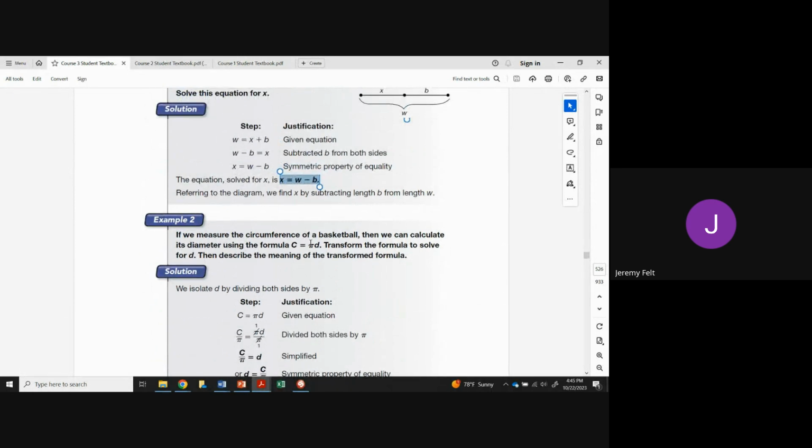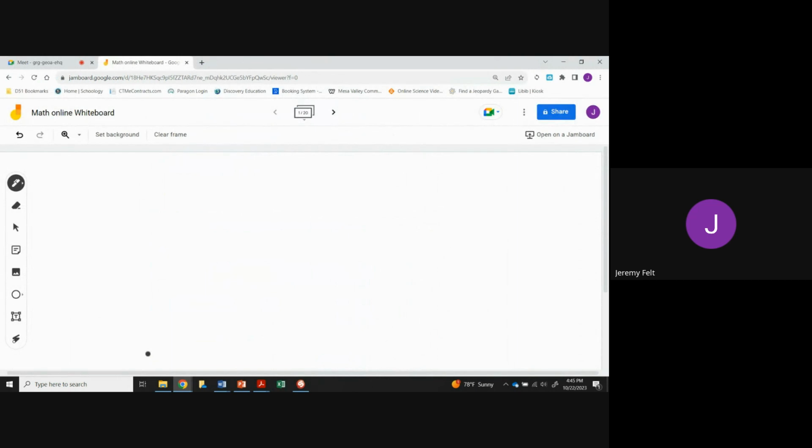If we have circumference equals pi times d, we measure the circumference of a basketball, then we calculate the diameter using the formula circumference equals pi times the diameter. Transform the formula to solve for d. Circumference equals pi times the diameter. We know that. We want to get it in terms of just the diameter. If we know the circumference, pi is a constant. We want to find the diameter. We can't really cut a basketball in half and measure across. We can measure the circumference, and then we can divide by pi.